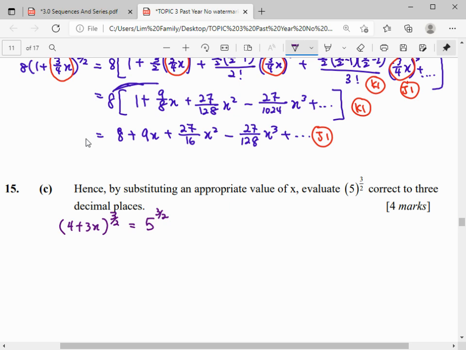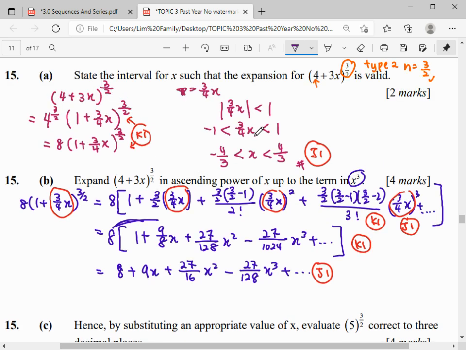So we see when it has the same power, we can compare inside. We can compare the base here. It will become 4 plus 3x equals 5. So 3x equals 1, x equals 1 over 3. As long as we can get a value of x, it is valid.